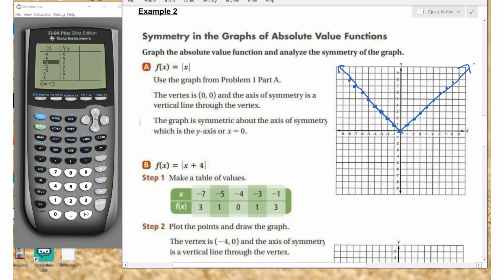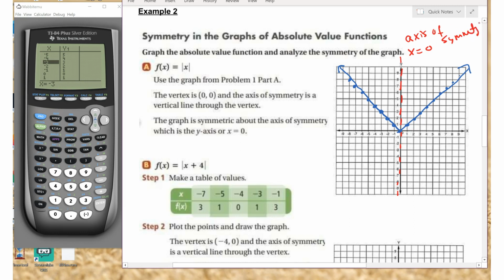Now you notice that at x equals 0, I'm going to draw that vertical line. This is the vertical line. It kind of splits this graph in half into 2 equal parts. This is x equals 0. This is called the line of symmetry, or the axis of symmetry. So I'm going to write axis of symmetry.